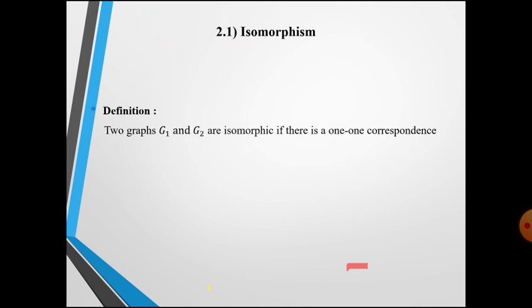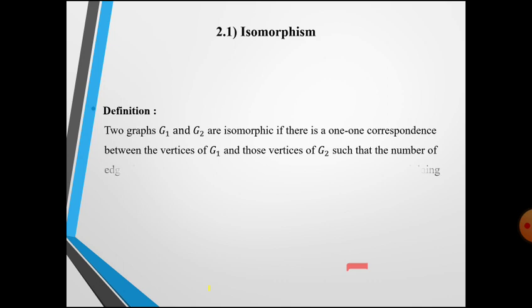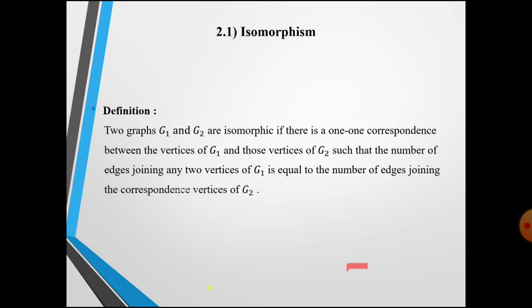Definition of isomorphism of two graphs. Two graphs G1 and G2 are said to be isomorphic if there exists a 1-1 correspondence between the vertices of G1 and the vertices of G2 such that the number of edges joining any two vertices of G1 is the same as the number of edges joining the corresponding vertices of G2. Looking at the definition of isomorphism.